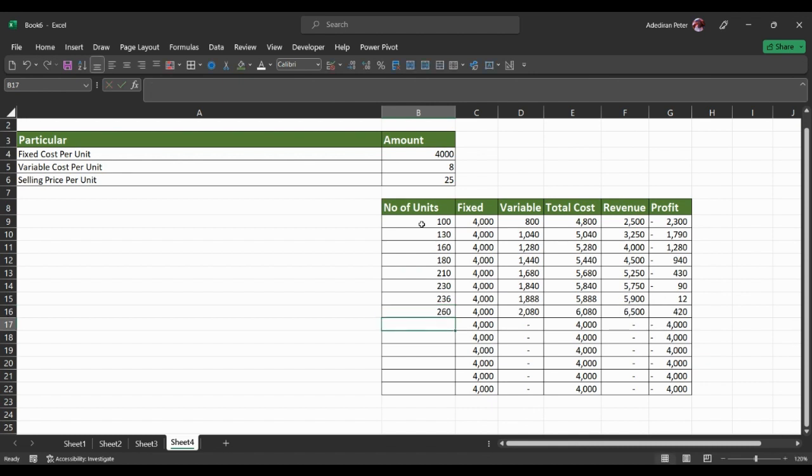So the break-even point is, let's check 235. Sorry, 235. Was that our break-even point? Let's check 234, 235.5. The number of units to be sold should be around 235 units to break even.